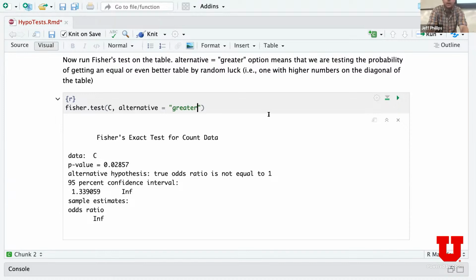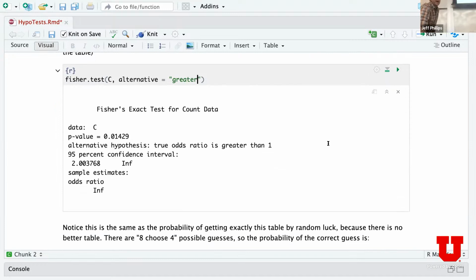Okay, so let's see what this says. This is going to give the information about the p-value, which is effectively the probability that someone guessing at random would do that well or better. And that's going to be about 1.4% that you do it this well or better.